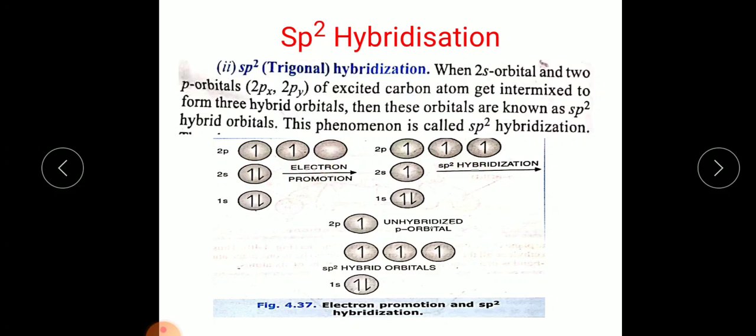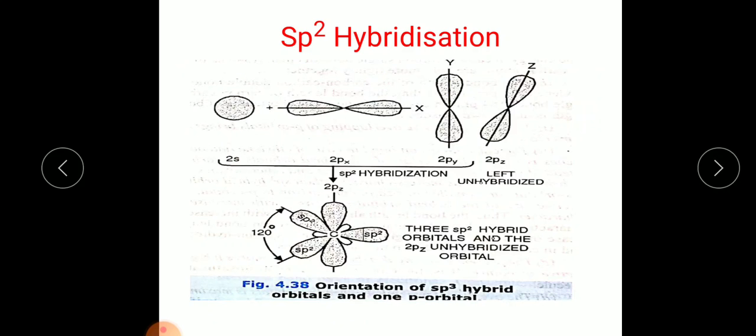Okay, now in this case only the 2s and 2p orbitals will be used up, since there are 3 sigma bonds. So this p orbital will remain unused, an unhybridized p orbital. We'll see later on what is the function of this. So when the 2s orbital and the 2px and 2py orbitals of the excited carbon atom get intermixed to form 3 hybrid orbitals, then these orbitals are known as sp2 hybrid orbitals. This phenomenon is called sp2 hybridization. So we have got 3 sp2 hybrid orbitals. These hybrid orbitals are oriented in a trigonal manner. Okay, sp2, sp2, sp2, and the one unused, that is the pz orbital, will remain perpendicular to the axis.